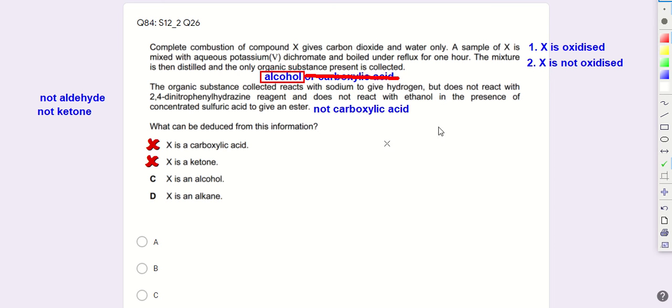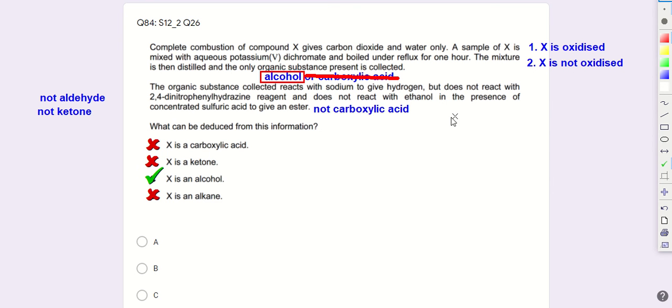X is an alcohol. If X itself is an alcohol, of course it cannot be oxidized to alcohol, but what if it is not oxidized? The organic substance that we collected is still X, which is an alcohol. It is possible. Then let's look at D. X is an alkane. Alkane cannot be oxidized and become alcohol, so D is not the answer also. So the only possible answer is X is actually an alcohol that cannot be oxidized. Tertiary alcohol cannot be oxidized. Because it is not oxidized, we collected X here.